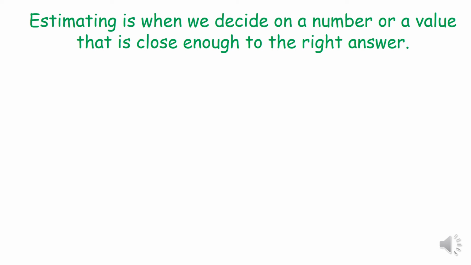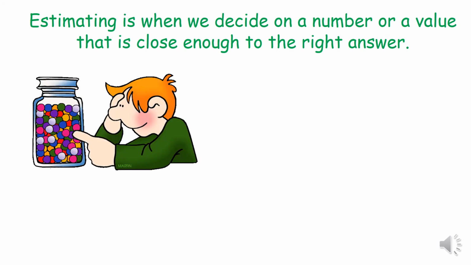Estimating is when we decide on a number or a value that is close enough to the right answer. So here's an example for you. Have a look at those marbles in the jar. We can't count them all out. We can't count them one by one, so we'd need to estimate how many there are. What do you think? Can you think of a sensible guess?